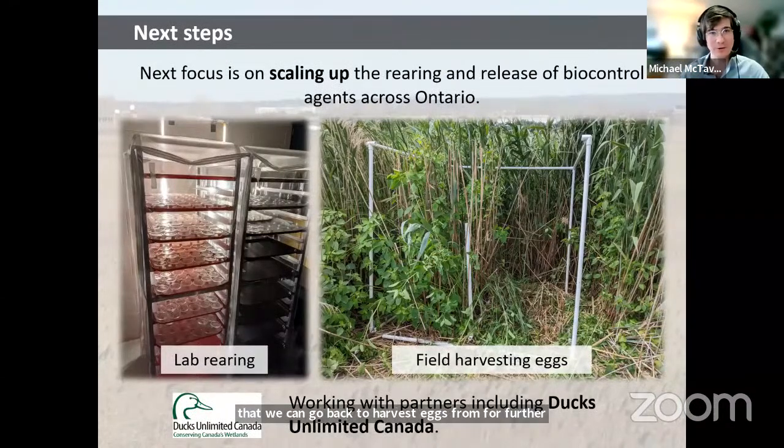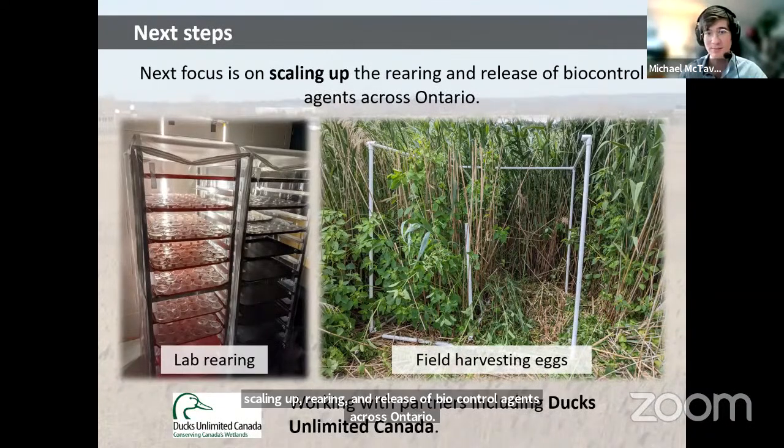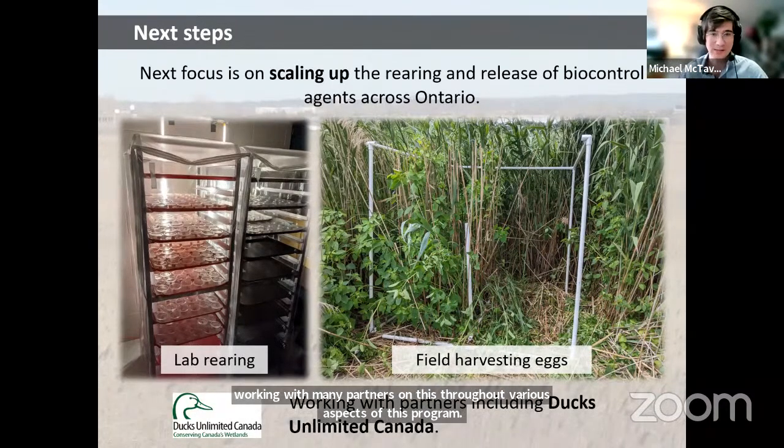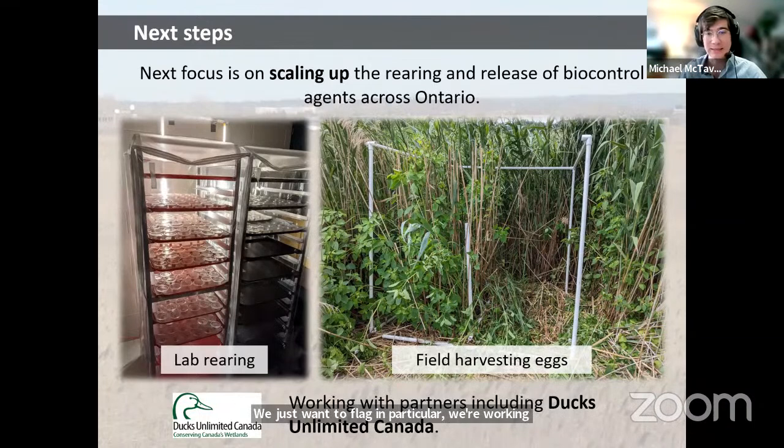So looking ahead with this protocol in hand, the focus now is really on scaling all of this up. So scaling up rearing and release of biocontrol agents across Ontario. This would be through a combination of the lab rearing that we described and also field harvesting of eggs from these nurse sites as they become nice and established. We're working with many partners on this throughout various aspects of this program. We just want to flag in particular, we're working closely with Ducks Unlimited Canada for key support of this scaling up process in the years going ahead.